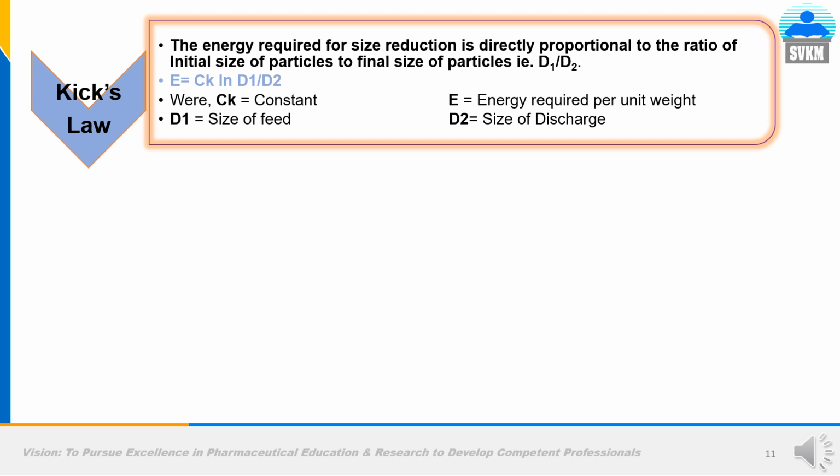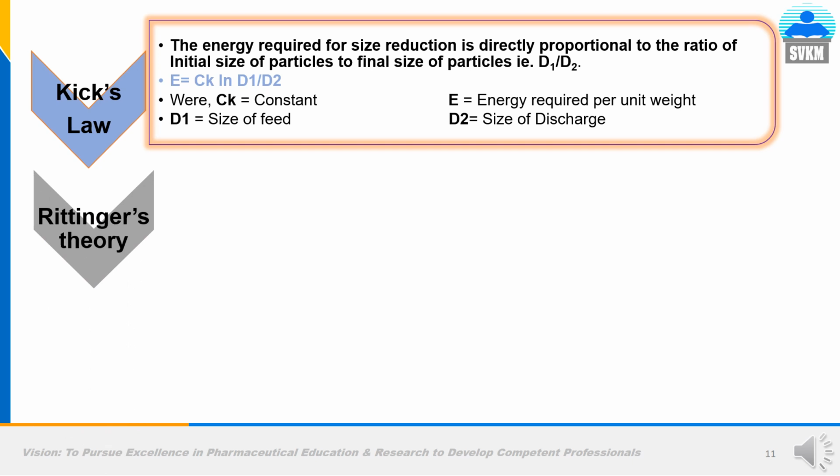If you want micro fine particles, you require more and more energy to reduce the particle size. As per Kick's law, energy is directly proportional to the ratio of the initial particle size to the final particle size. So the equation is E = Ck ln(d1/d2). E indicates the energy required per unit weight, while Ck is Kick's constant. D1 indicates the size of feed, that is the initial particle size. D2 indicates the final particle size, that is the size of discharge.